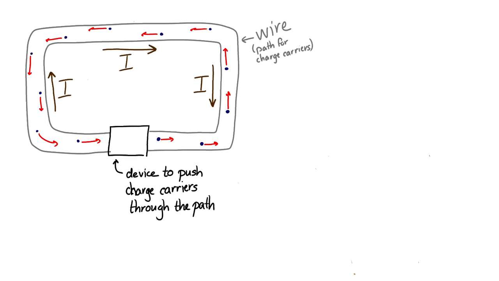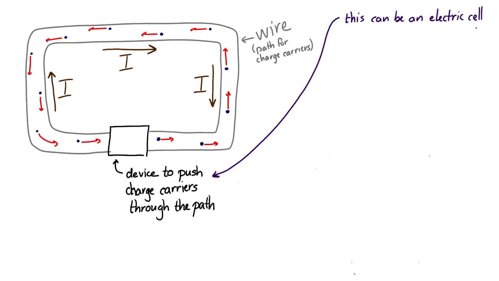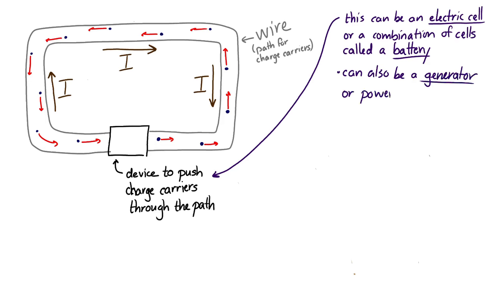Well, often it's an electrical cell or electric cell, or a combination of electric cells called a battery. It could also be a generator or a power supply, or sometimes it's called a PD source. PD stands for potential difference. We'll talk about that later. But how the heck does it do it? How does it create this push?